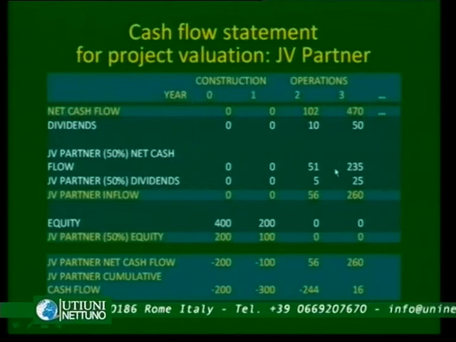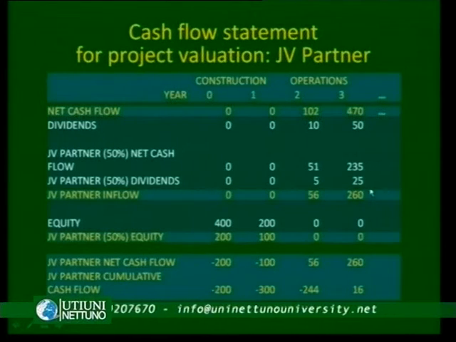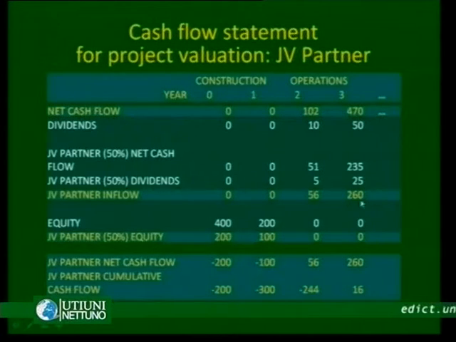The same calculation is represented here for year 3. So the total inflow for the joint venture partner will be equal to 50% of the net cash flow of the project, that is 235, plus 50% of the dividends paid by the project, that in our case is 25. And so the summation of these two components gives 260, that is the total inflow for the joint venture partner in year 3.